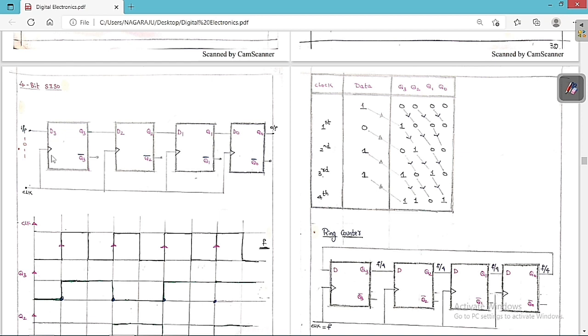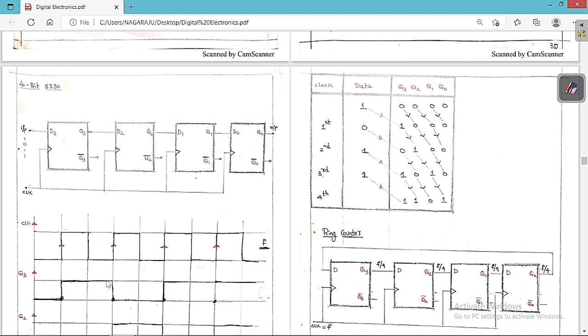Now listen carefully. Whenever I give a positive edge triggering, D3 is initially 1. This input is going to pass through Q3. Let me assume initially Q3 is equal to 0, Q2 is equal to 0, Q1 is equal to 0, Q0 is equal to 0. When I give the triggering, whatever the input of D3 is, it is going to follow through Q3.